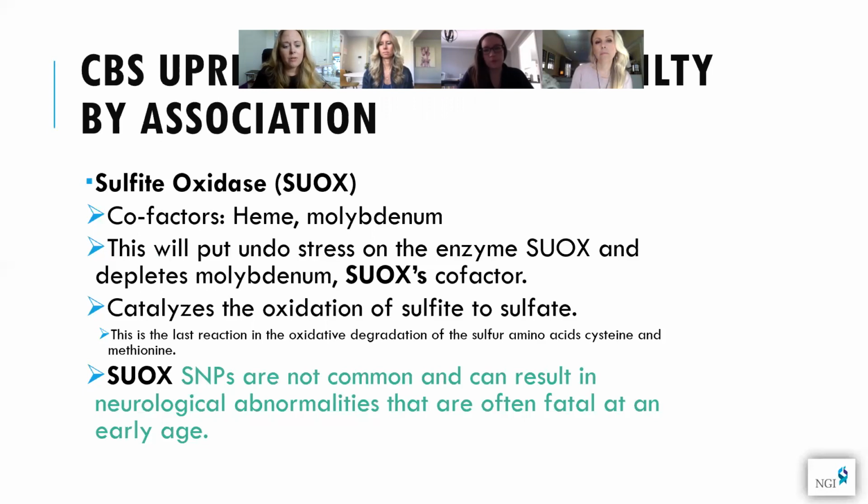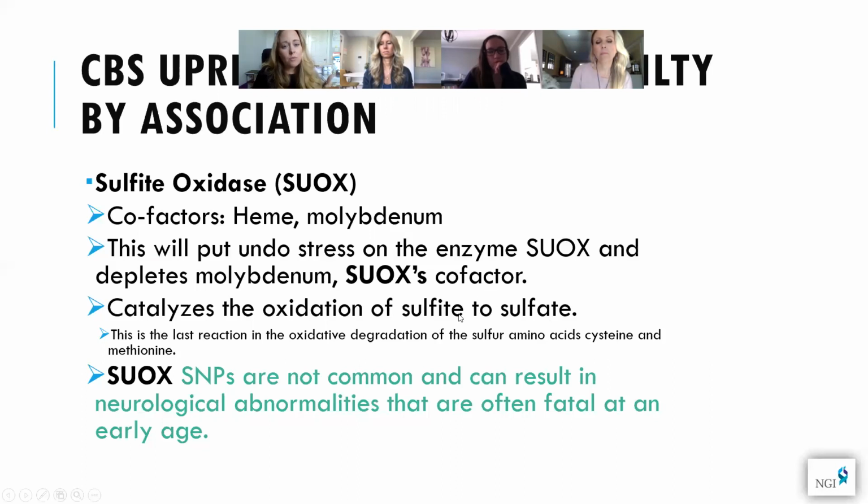True SUOX SNPs are very, very rare. Homozygous SNPs are very, very rare, and they cause neurological abnormalities in infancy. So you're most likely not going to see these in any of your direct-to-consumer testing. But you may end up seeing mild presentation or heterozygous SNPs here.